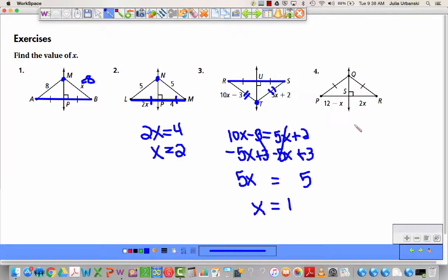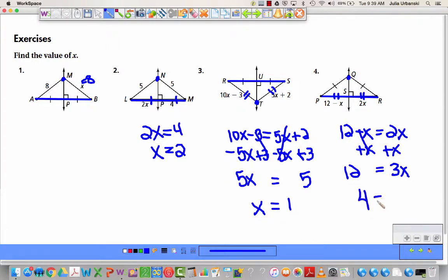And lastly, for this one, what do you know? You know that this is perpendicular, but it's not necessarily cut in half, so you have to look at the other clues. PR is the segment, but this point Q here is the same distance from P as it is from R. Those are marked congruent. That's the converse then. If Q is equidistant from P and R, then that makes it a perpendicular bisector. So 12 minus x is equal to 2x. So when you add x to both sides, you get 3x equals 12. And then when you divide both sides by 3, you get x equals 4.